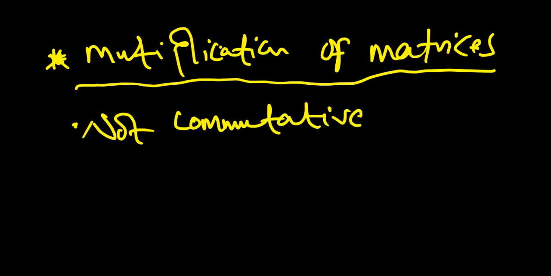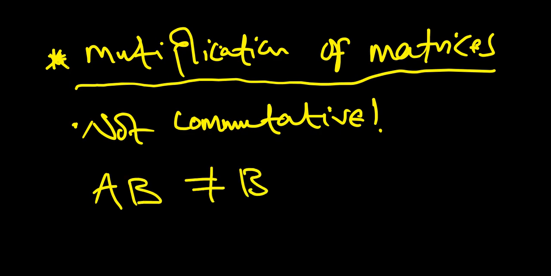Okay, not commutative. So what does this mean? It simply means that a multiplied by b is not equal to b multiplied by a when you're multiplying 2 matrices. Make sure that you understand this definition. So multiplication of 2 matrices is what? Not commutative.